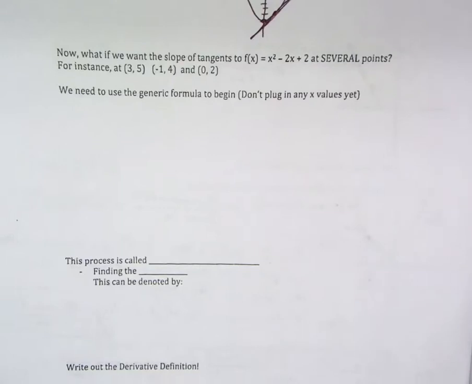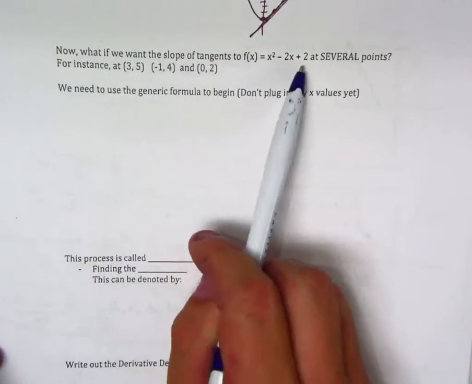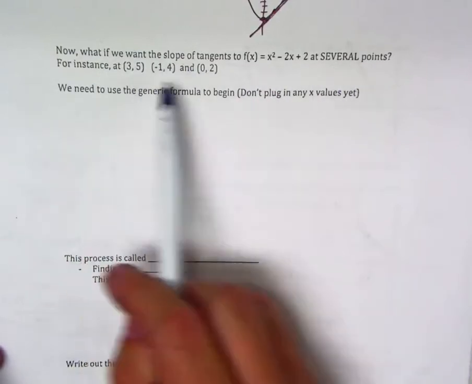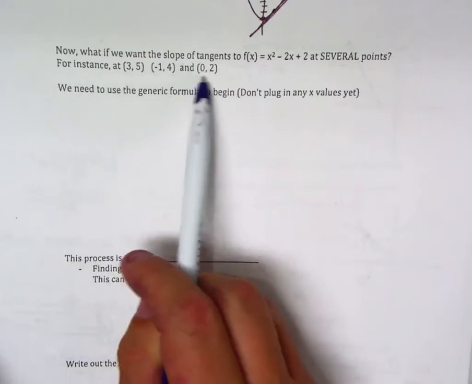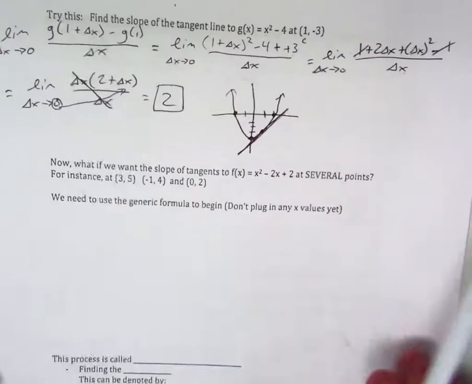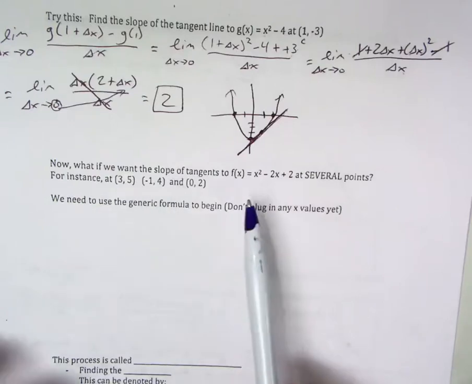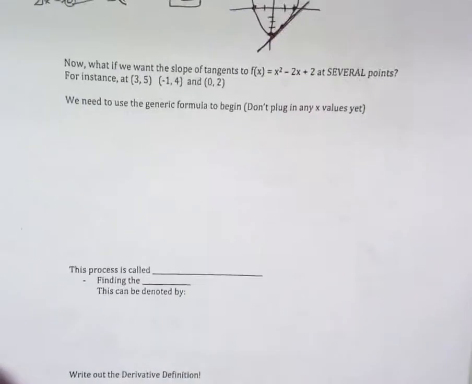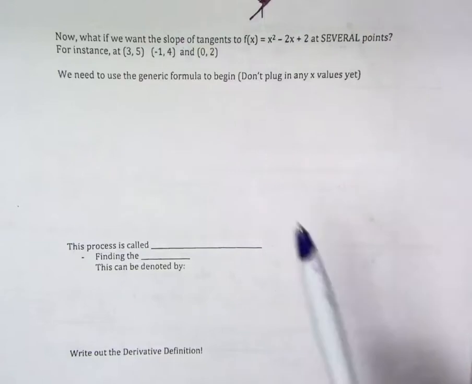So what we've just done is found the slope of tangent lines at specific points. But what if we want to find the slopes of tangents to functions at several points? What if I say, here's this function, I want to find the slope of the tangent line at this point, and this point. Now you have two options. You could do what we've just done above, all this work, 3 times, and get your 3 different answers. Or let's find the generic expression that will find the slope for us.